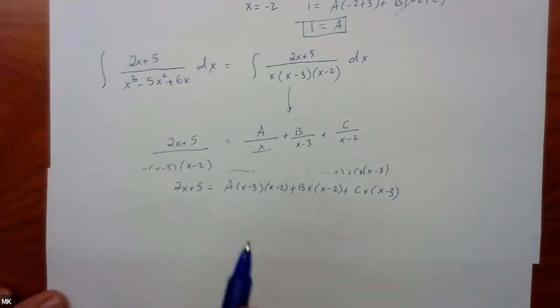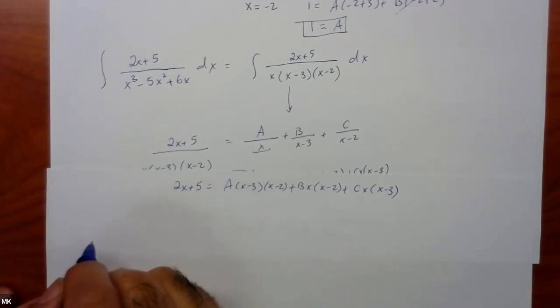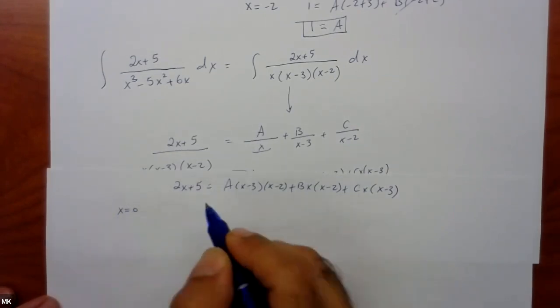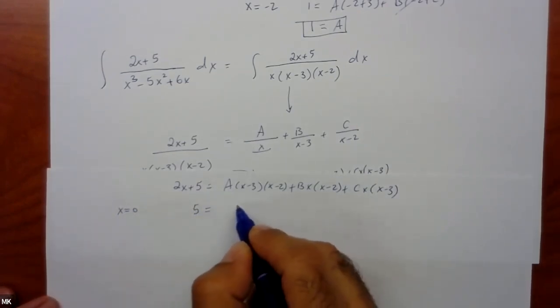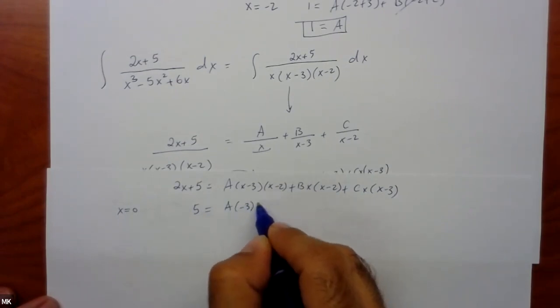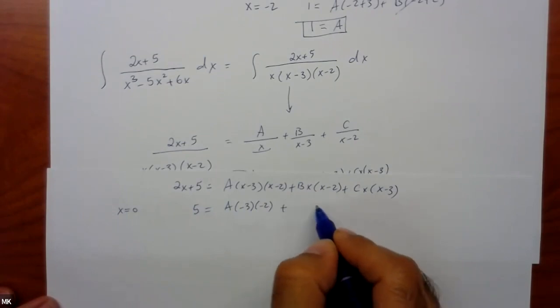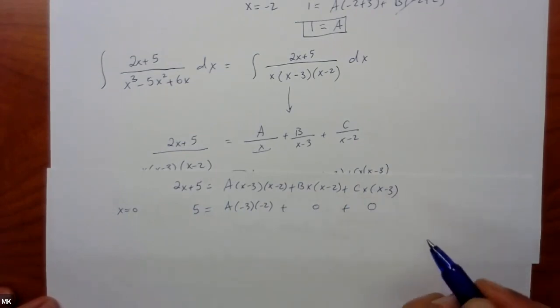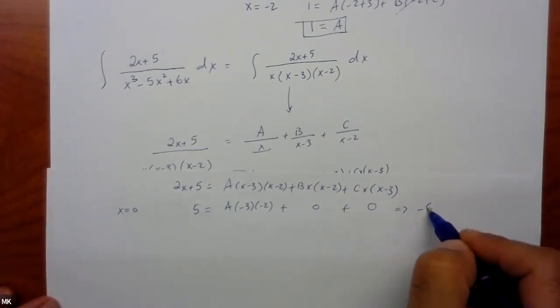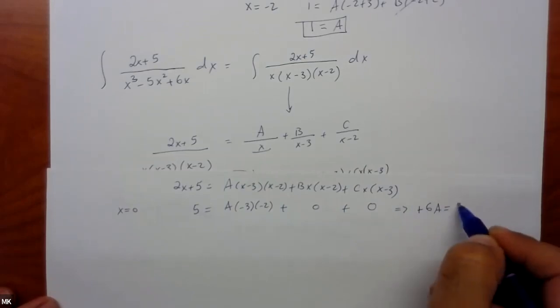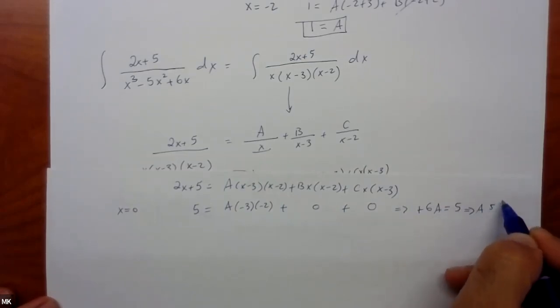Now I'm going to choose the x's carefully. Suppose x is 0. That's an easy one, right? So I get 5 is equal to A times negative 3 times negative 2 because x is 0. But Bx is going to go to 0 and Cx is going to be 0. So I get negative 6A, positive 6A, sorry, is equal to 5, which means A is equal to 5/6.